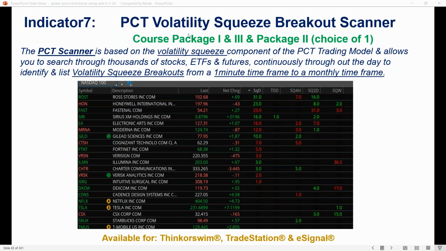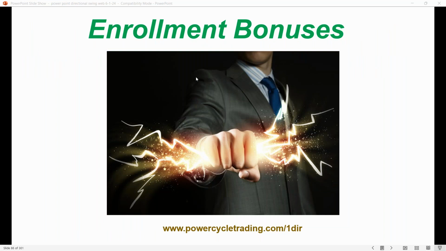And then 7, the scanner, okay? So this is going to be a really great tool. You can have this choice, or if you do the package with all the indicators, you'll get the scanner. My favorite is on Thinkorswim, but I have it for TradeStation, eSignal. And so that's kind of an overview of the indicators that you will get.